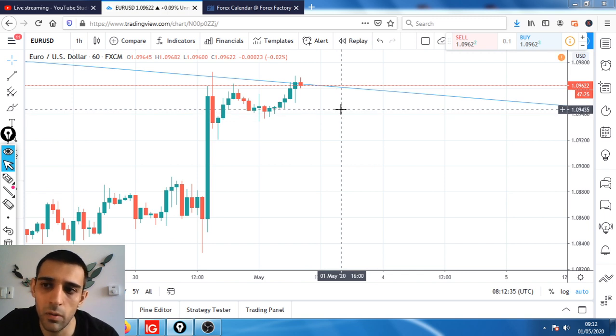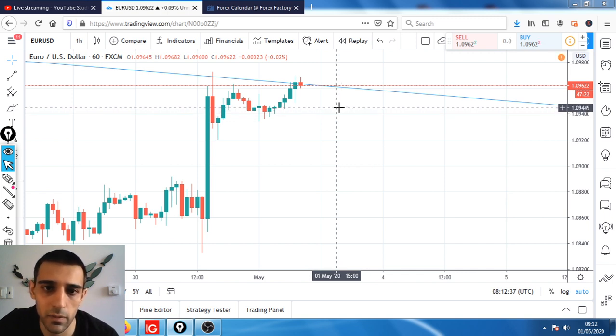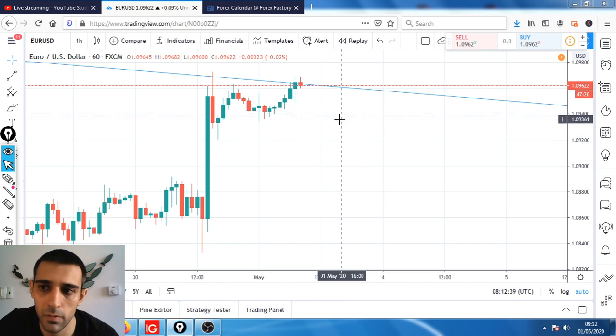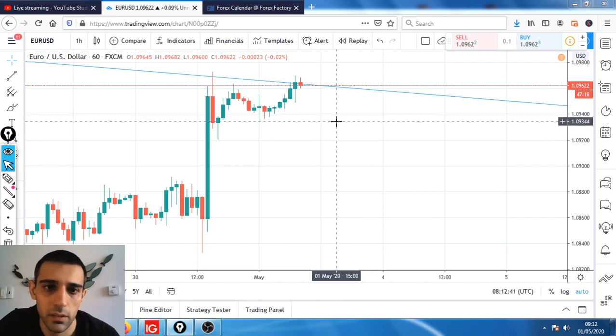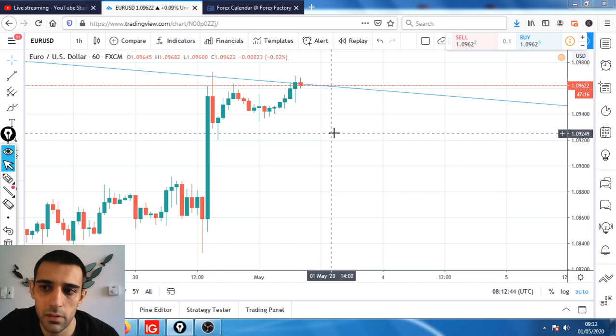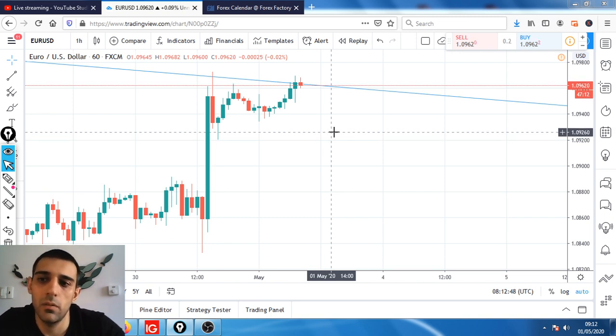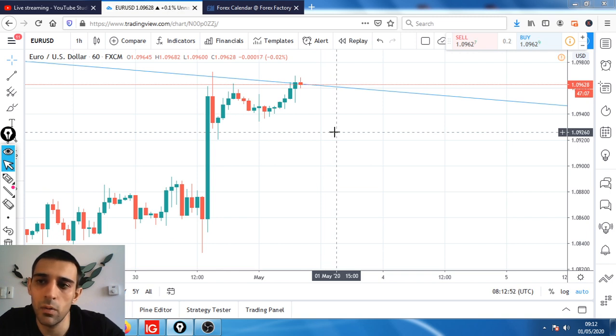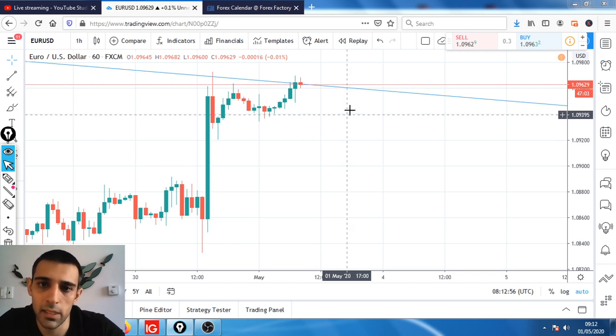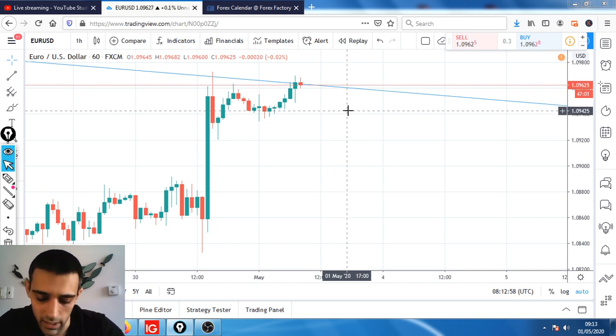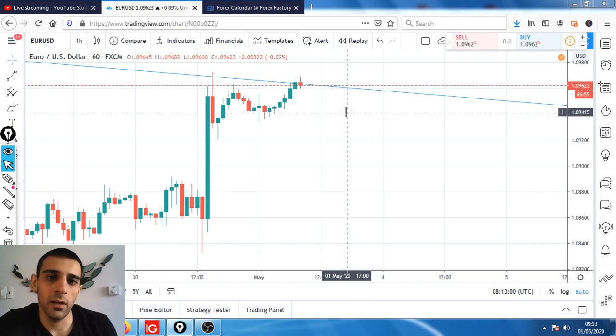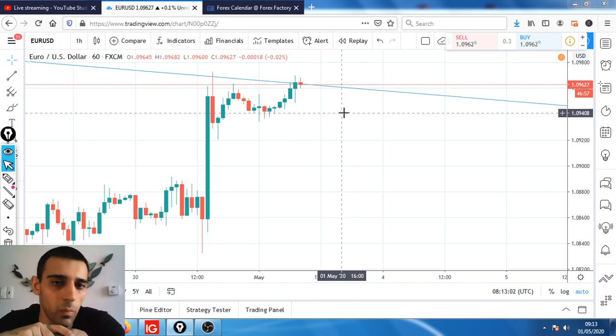So let's call it 109.45 as the potential entry. Probably going to need about a 20 pip stop loss. We're going to run it, and our target is 109.80, which would be about 40 pips. So the maximum would be about a 20 pip stop loss.